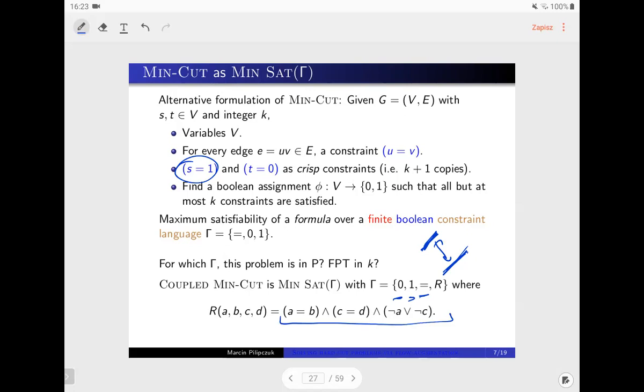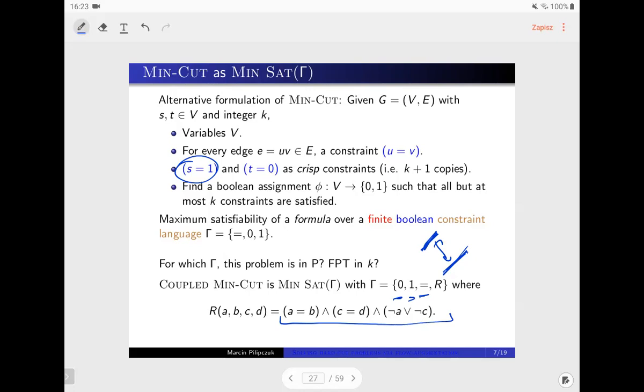So it comes from the CSP language, where, okay, let's look at this constraint. The graph interpretation of this constraint is that there are coupled edges that you pay one to delete, but you cannot leave them both on the reachable-from-S side. It's like one of the constraints where you want the first two arguments to be equal, and the third and fourth to be equal, but you don't like all ones. All ones are bad. Okay.